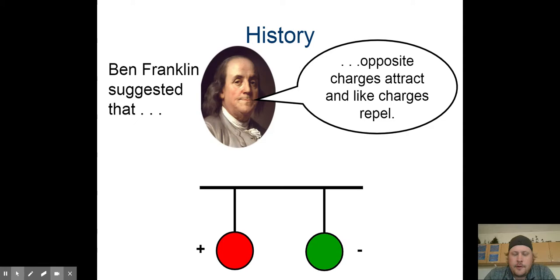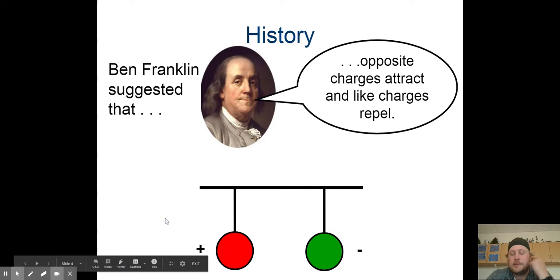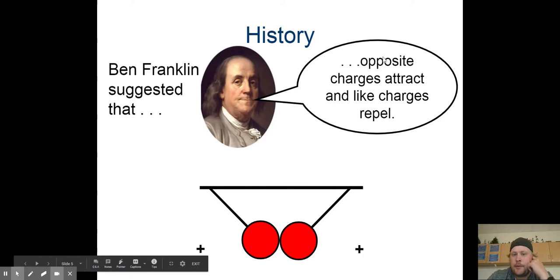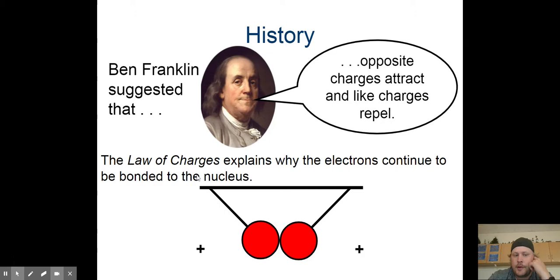So what I want you to write down in here is, I want you to pause the video and take notes, and write opposite charges attract, like charges repel. You can draw a little animation here where these two things slide apart, okay? And then you can draw an animation here where the two things slide together and are connected, okay? And then you can write here, the law of charges explains why electrons continue to be bonded to the nucleus. And we'll talk about what that means in just a second. So take notes.